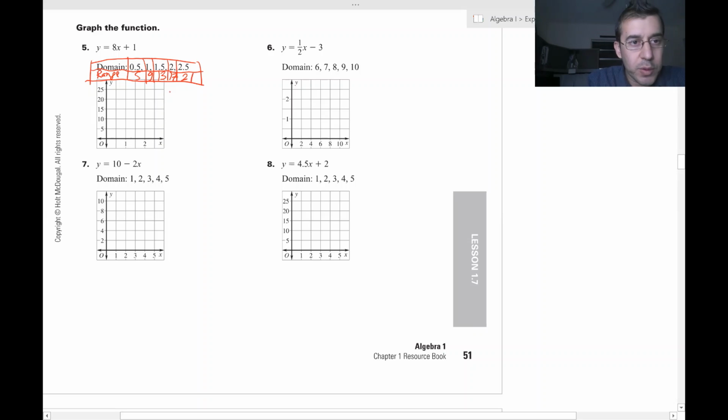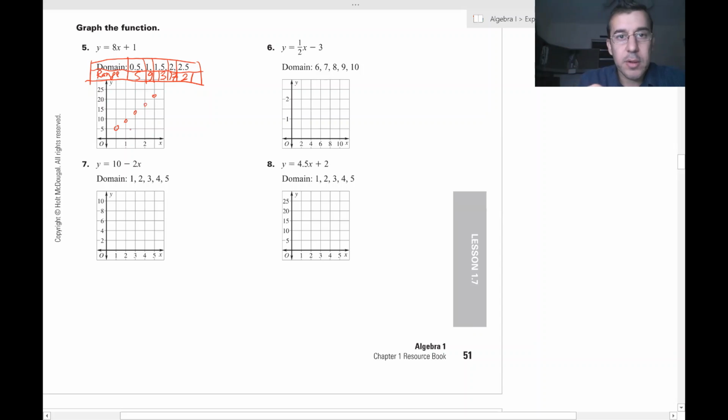So we have to draw these 5 points on the graph. The first one is 0.5 for x and 5 for y. Next one is 1 and 9. Next one is 1.5 and 13. Right there, 2 and 17. And then 2.5 and 21.